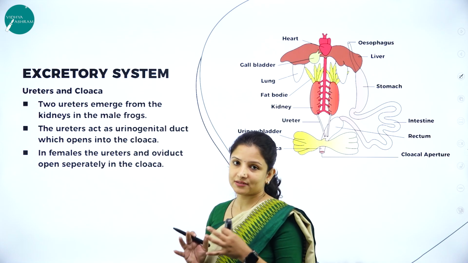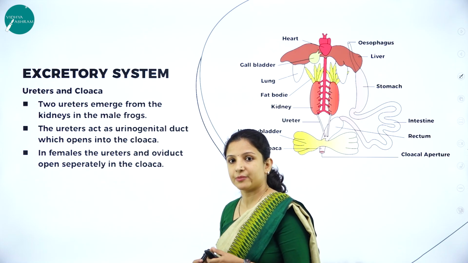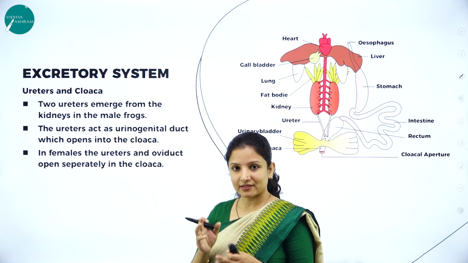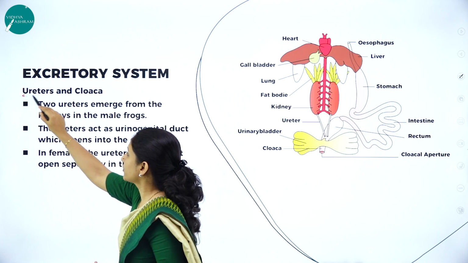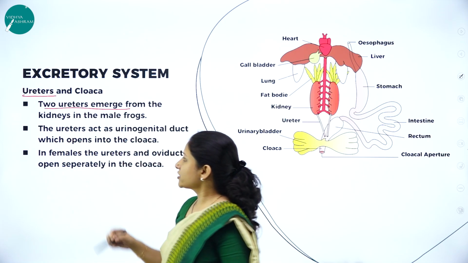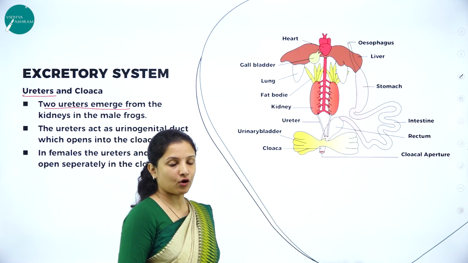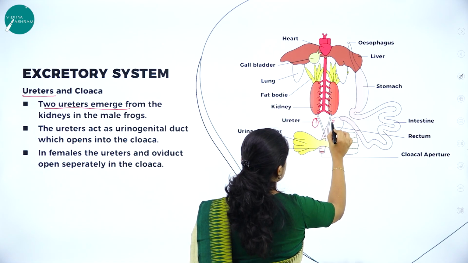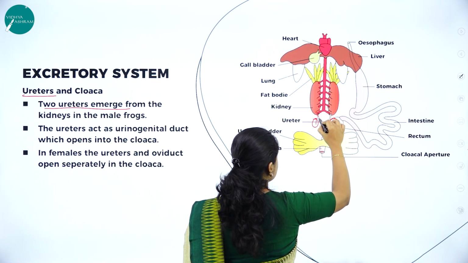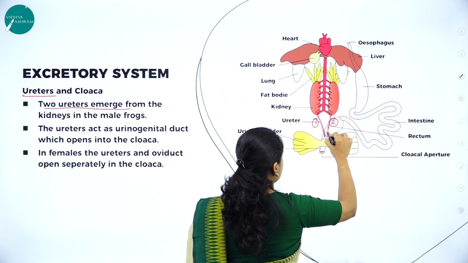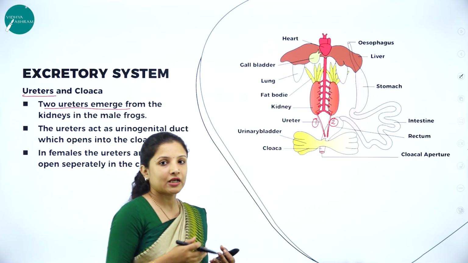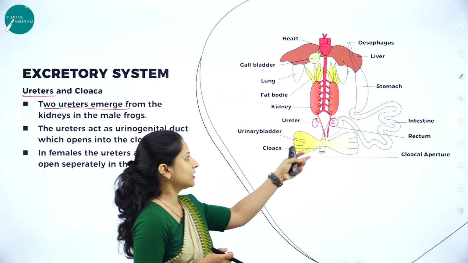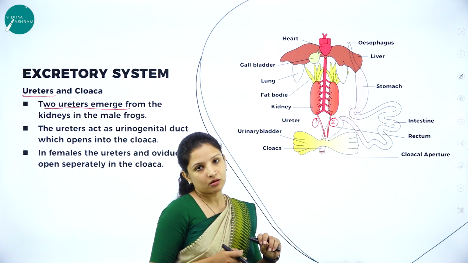Next, talking about the structure of the kidney, they are bean shaped and red in color, all that we have seen. Next, talking about a tube-like structure that is connected to the kidney, which is called the ureters. So 2 ureters emerge from the kidneys in the male frog as well as the female frog. Can you see here, this is one tube-like structure and this is the second one. From where does it come exactly? From the kidney directly into the cloaca. They are connected to the cloaca. So there are 2 tube-like structures which directly arise from the kidney and they end with the cloaca.